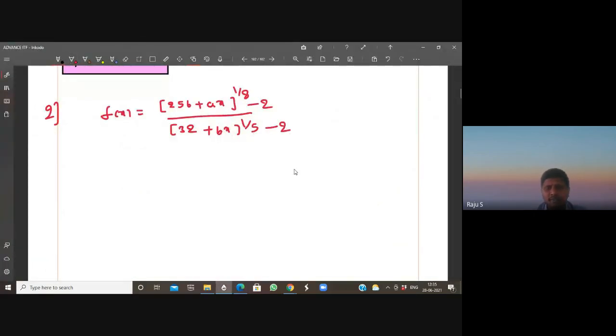So what are they asking? F of 0. Okay, students, all of you tell me what is f of 0. Direct substitute here. What is the value we are going to get when I substitute 0 in place of x, f of 0 value?